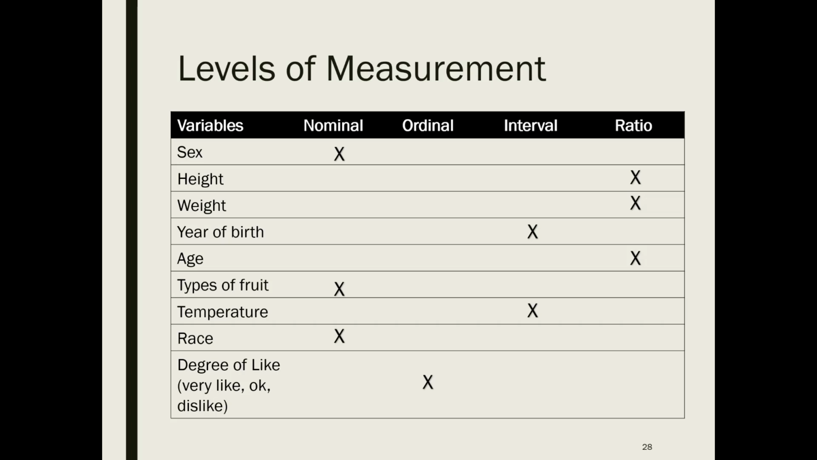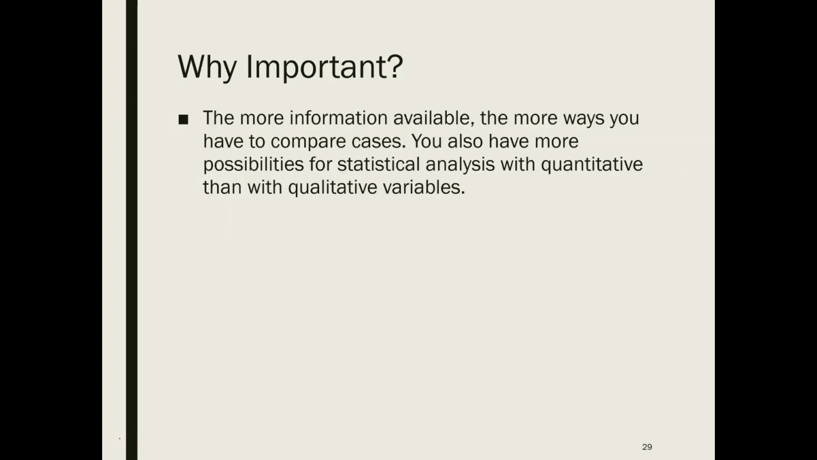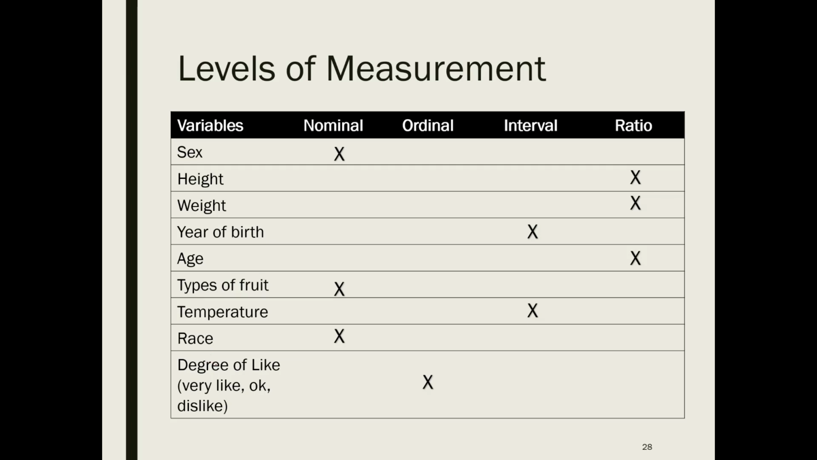However, in most practice, when we use the degree of like and we code them, I can write something here. We code very like as 3 points, okay as 2 points, and dislike as 1 point. So in practice, we may do something like that. That transforms the ordinal variable into a ratio variable in practice when we run the data analysis.